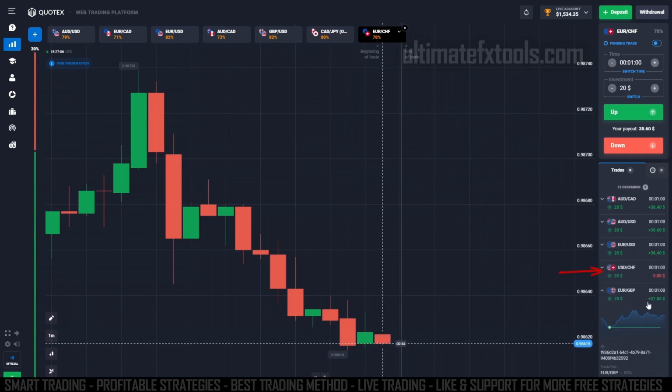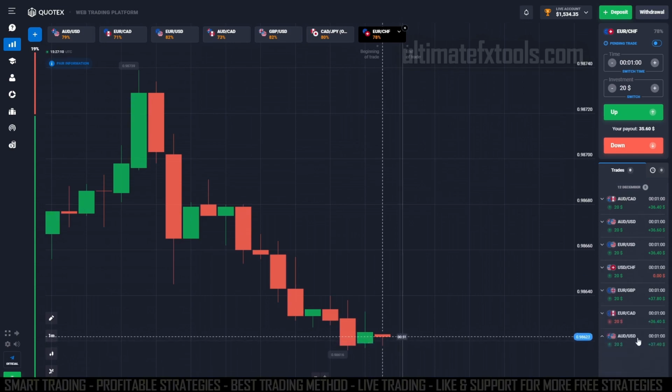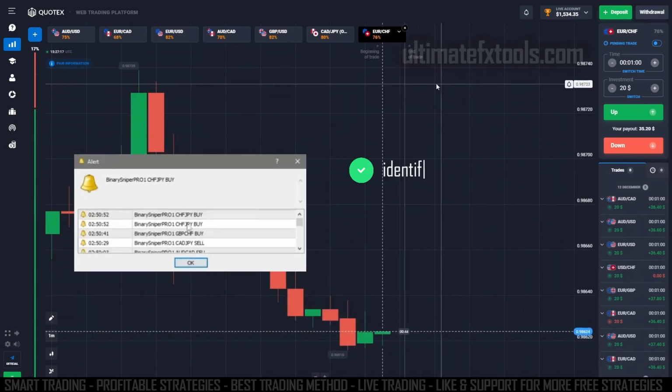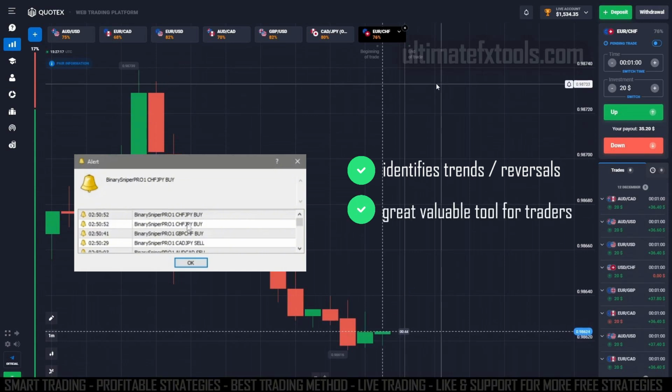Regardless of this setback, the overall strategy has contributed positively to our balance, primarily due to the consistent and strategic application of the Binary Sniper Pro indicator. The effectiveness of this indicator in identifying trends and reversals makes it an invaluable tool for traders seeking to enhance their profitability.